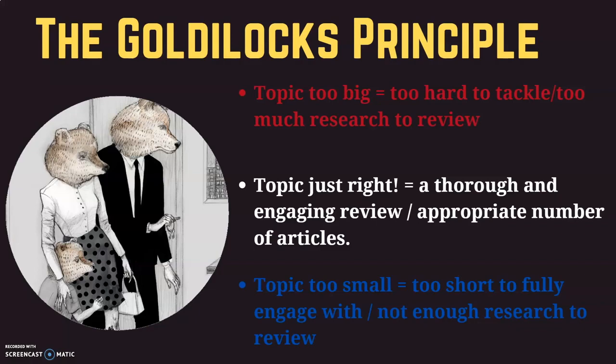An example of this, if you tried to write on eating disorders among adolescents. This is a huge topic. The body of literature would be so huge, it would be really hard to tackle that. On the other hand, a topic could be too small. For example, if you were just writing about eating disorders in your neighborhood, there might not be anybody there. That's kind of an extreme example, but a topic can be too small to fully engage with and not provide enough research to review. A topic that's just right is the sort of topic that is thorough and engaging and includes the appropriate number of articles to do in a literature review.